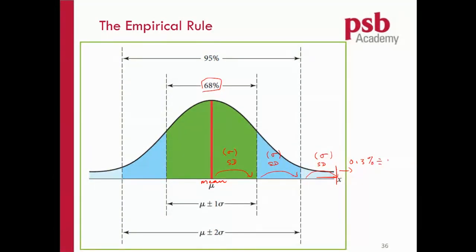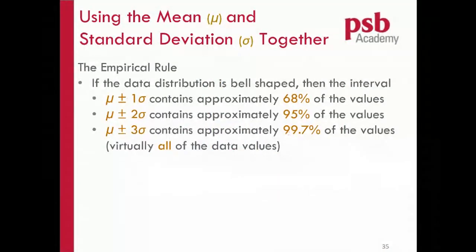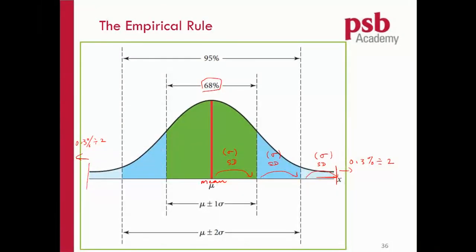Divided by 2, right? This side, 0.3% divided by 2. Why 0.3%? Because it is 99.7%. 100% take away 99.7, you are only left with 0.3. And this 0.3% is shared on two sides. So one side is only 0.15%. So very small. So we don't bother to draw another section.